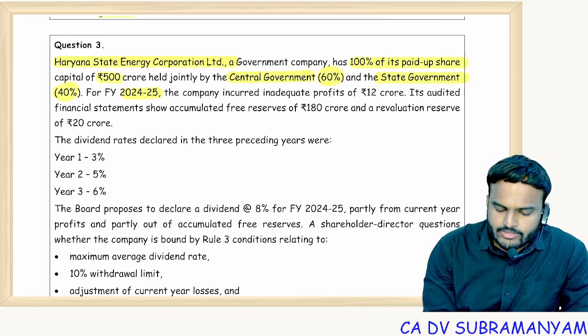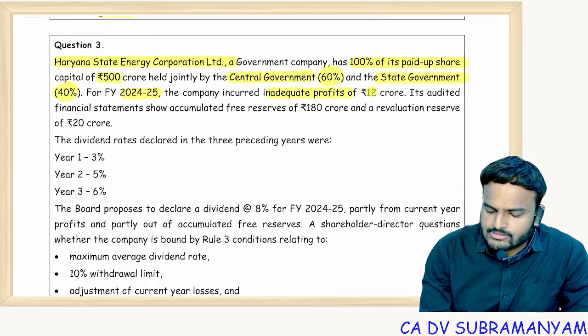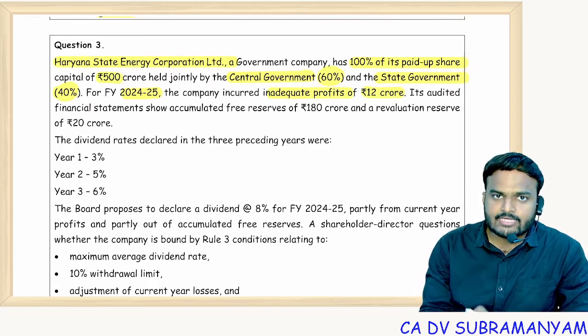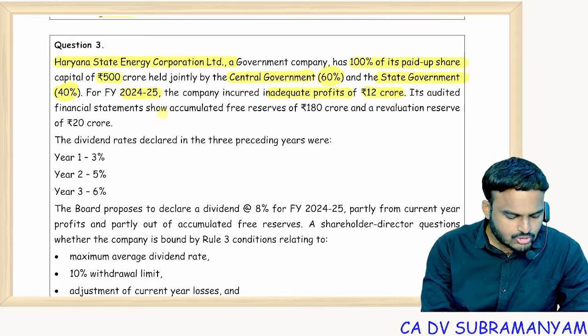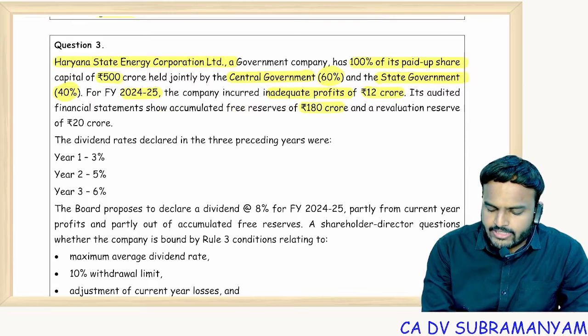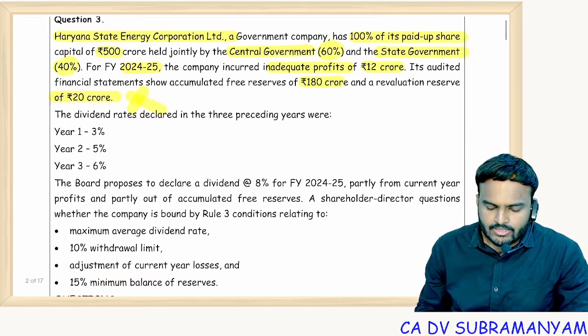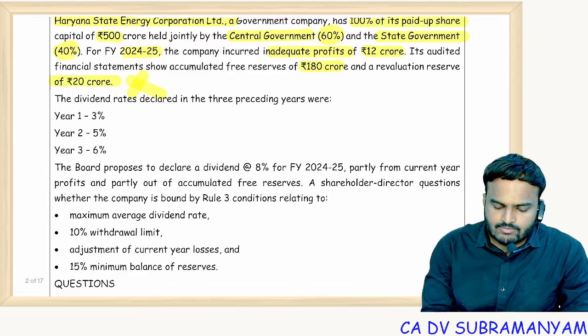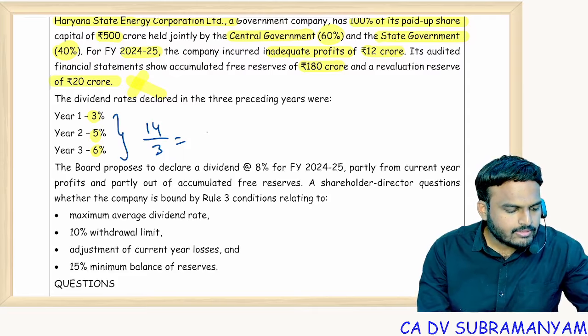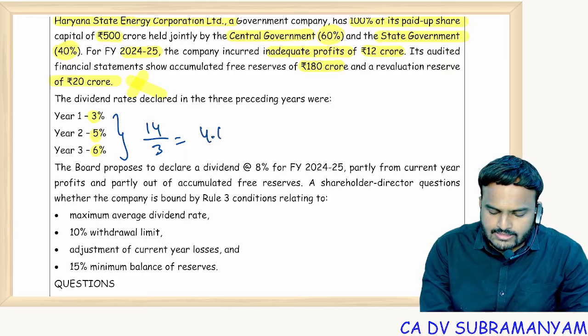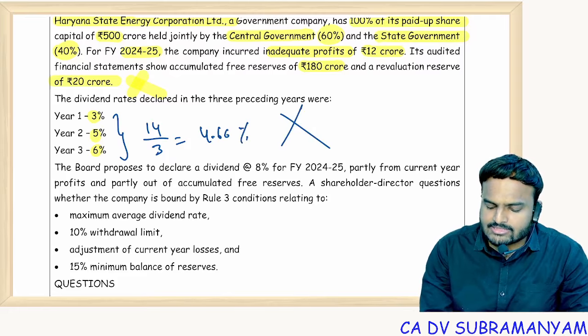For financial year 24-25, company incurred inadequate profits of 12 crores. Profit is there, but it is inadequate for current year dividends. Its audited financial statement shows accumulated free reserves of 180 crores and a revaluation reserve of 20 crores. Ignore revaluation reserve. Dividend rates declared in the 3 preceding years were 3, 5, 6. So average of these 3 rates is 3 plus 5 plus 6, 14, 14 by 3, that would be 4.66.